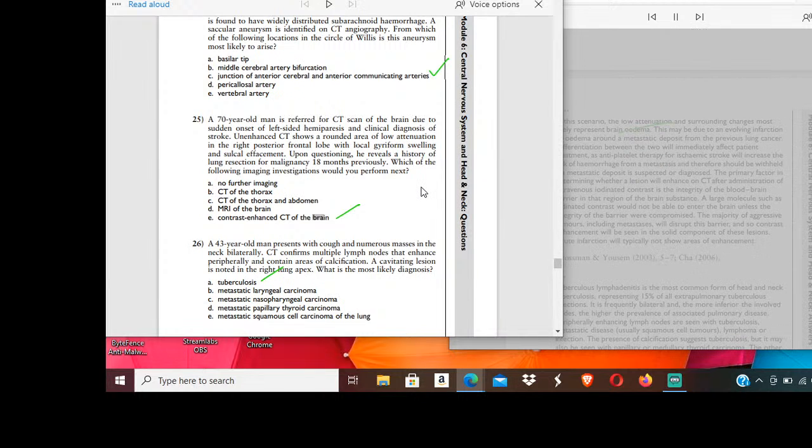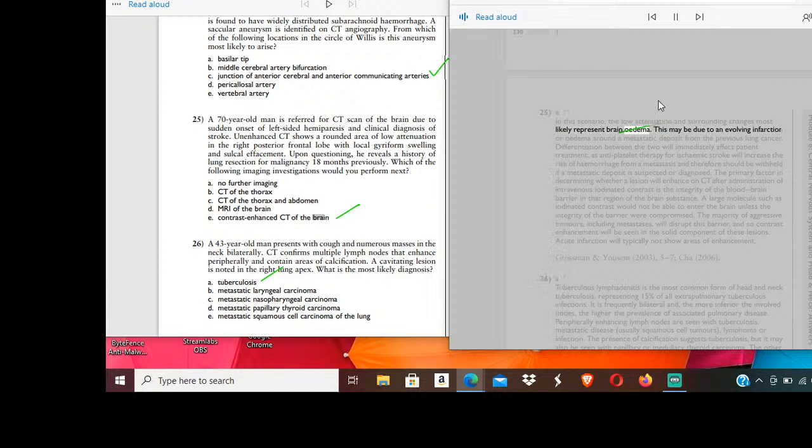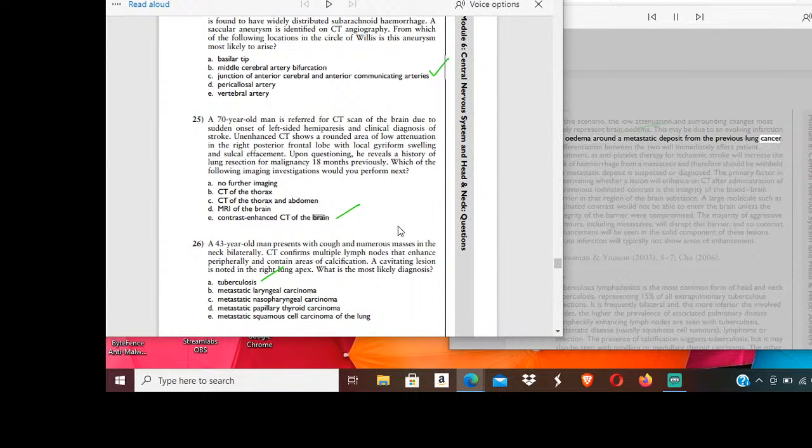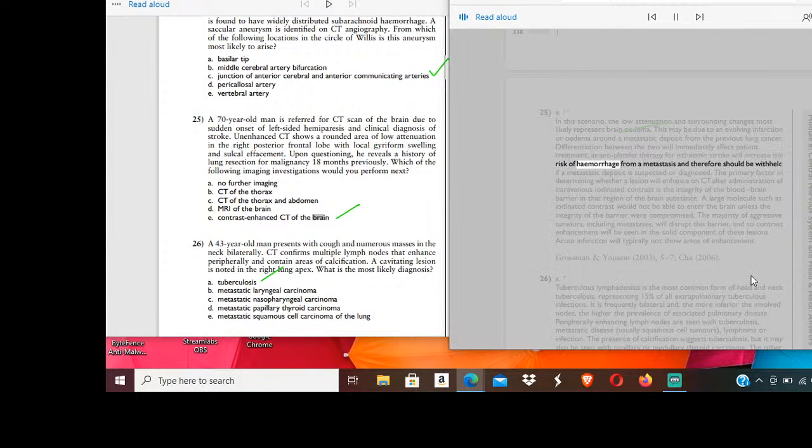25. E. In this scenario, the low attenuation and surrounding changes most likely represent brain edema. This may be due to an evolving infarction or edema around a metastatic deposit from the previous lung cancer. Differentiation between the two will immediately affect patient treatment, as antiplatelet therapy for ischemic stroke will increase the risk of hemorrhage from a metastasis and therefore should be withheld if a metastatic deposit is suspected or diagnosed.